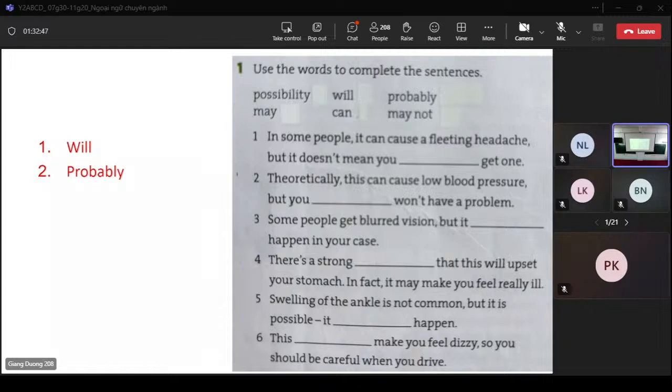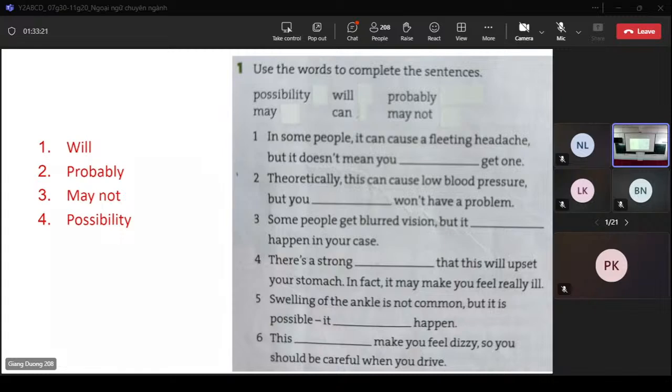Number 3. You know blur reason? Blur means unclear. Unclear vision. But in reality, your case, so it may or can, may not. Because we have but. There's a strong and now, very easy.